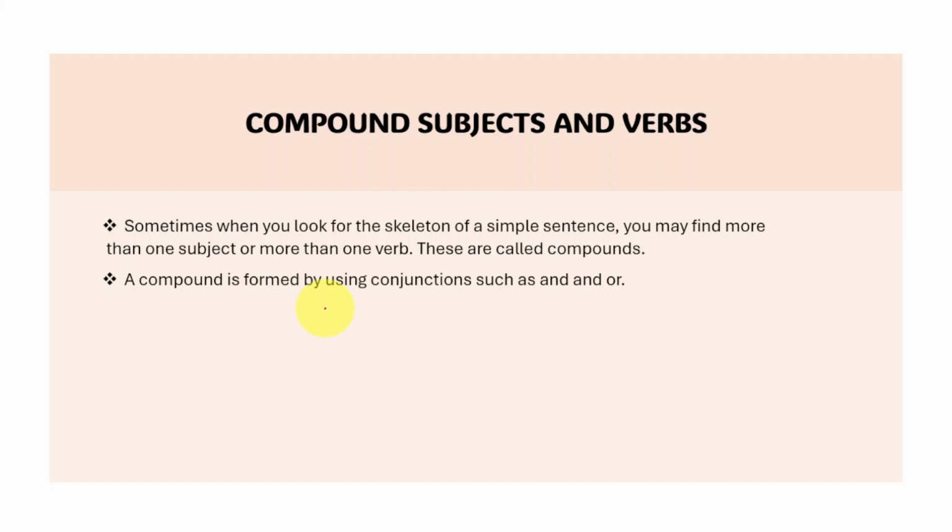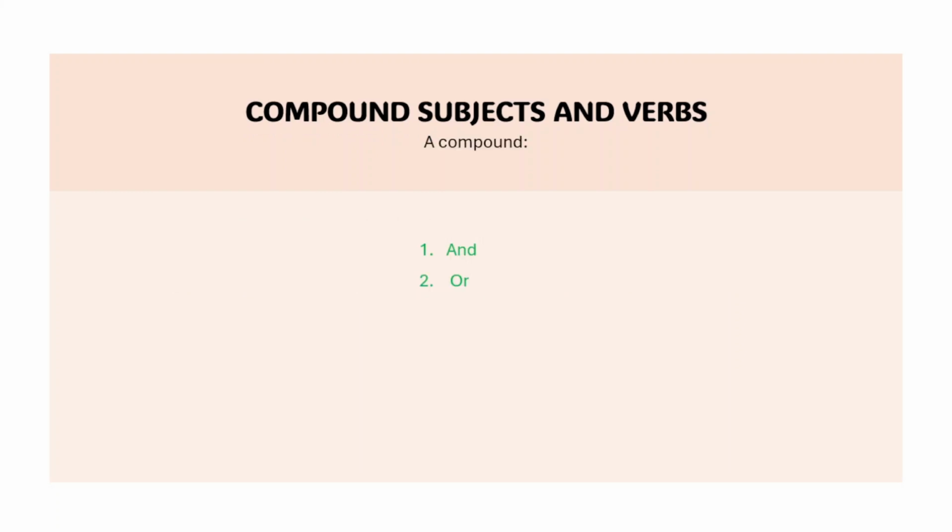Sometimes when you look at the skeleton of the simple sentence, you may find more than one subject or more than one verb. These are called compound. A compound is formed by using conjunctions such as and or. That's why I was saying you have to watch my other video about the conjunction. Watch that first when you finish, and then come here. That way you're going to know how to use them. So, and, or.